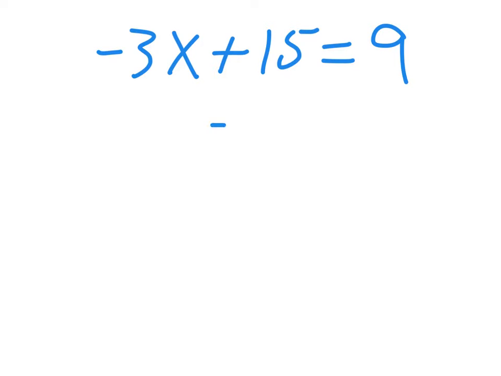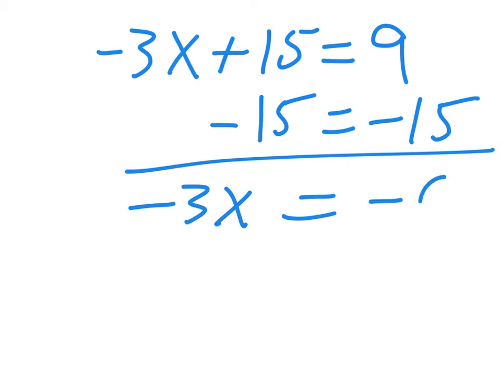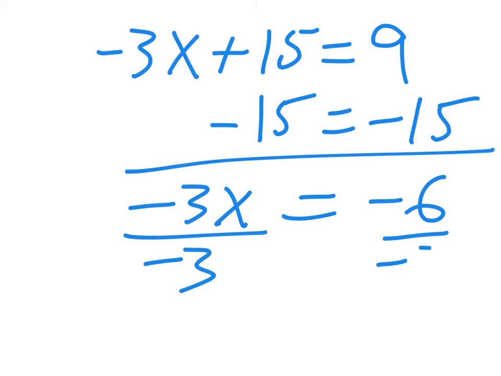First, we want to get rid of the 15 like we did the other time. That leaves a negative 3x. That is a negative 6. And then once again, we just divide by negative 3. So it really didn't change our procedure very much. All it changed was the order things were in. And if that makes things easier for you, you can do it this way.